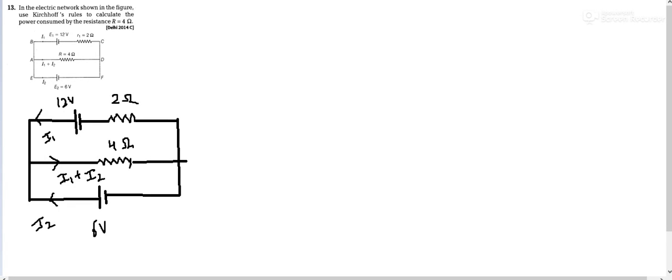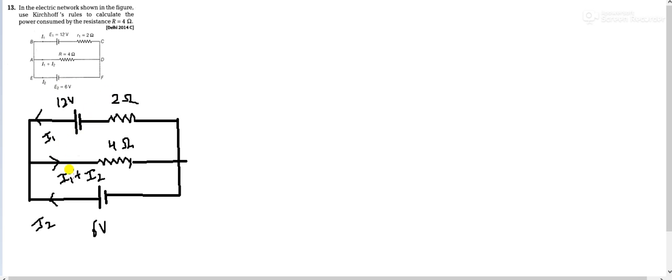Today in this video I am going to explain how you have to solve the circuit using Kirchhoff rules. In the given question, you have to apply Kirchhoff rules to calculate the power consumed by the resistance of 4 ohm, and you can calculate power only by getting the value of electric current flowing through this 4 ohm. So the first thing that you have to understand is how you can calculate the value of current using Kirchhoff rules.